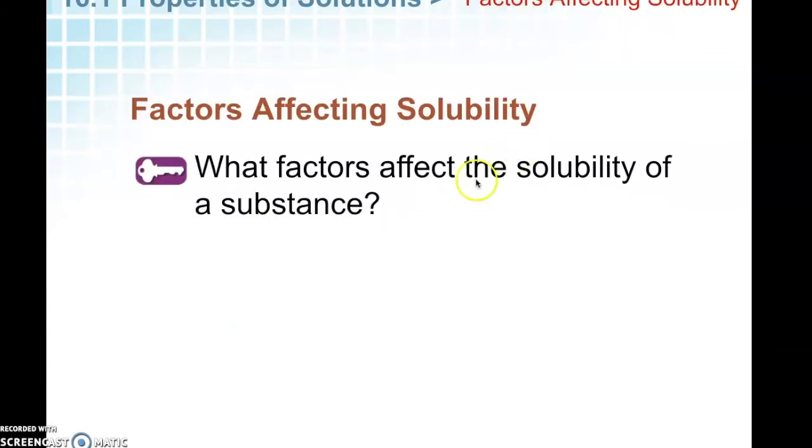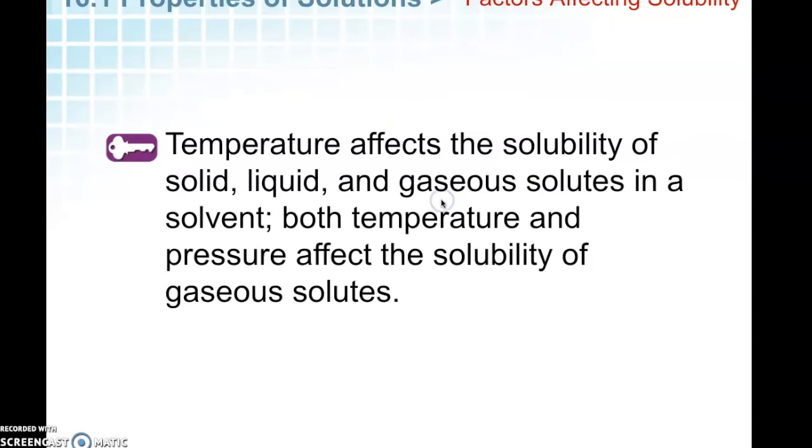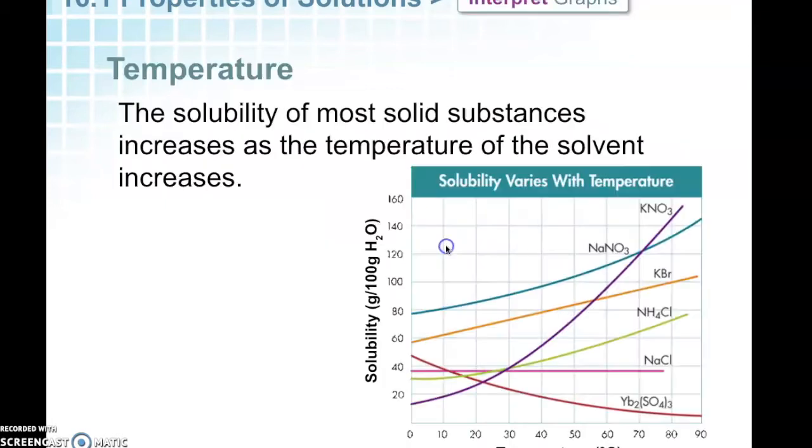So what factors affect the solubility of a substance? Temperature affects the solubility of solid, liquid, and gaseous solutes in a solvent. Both temperature and pressure affect the solubility of gaseous solutes. So we can look at a solubility graph here, and this is what helps a lot. The solubility of most solid substances increases as temperature increases.